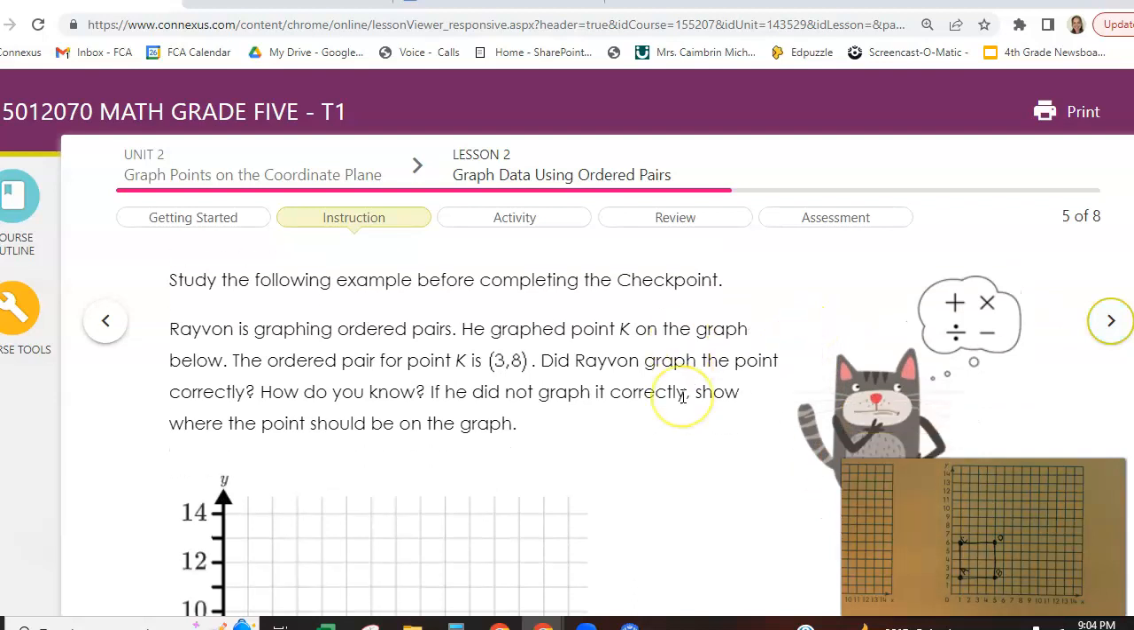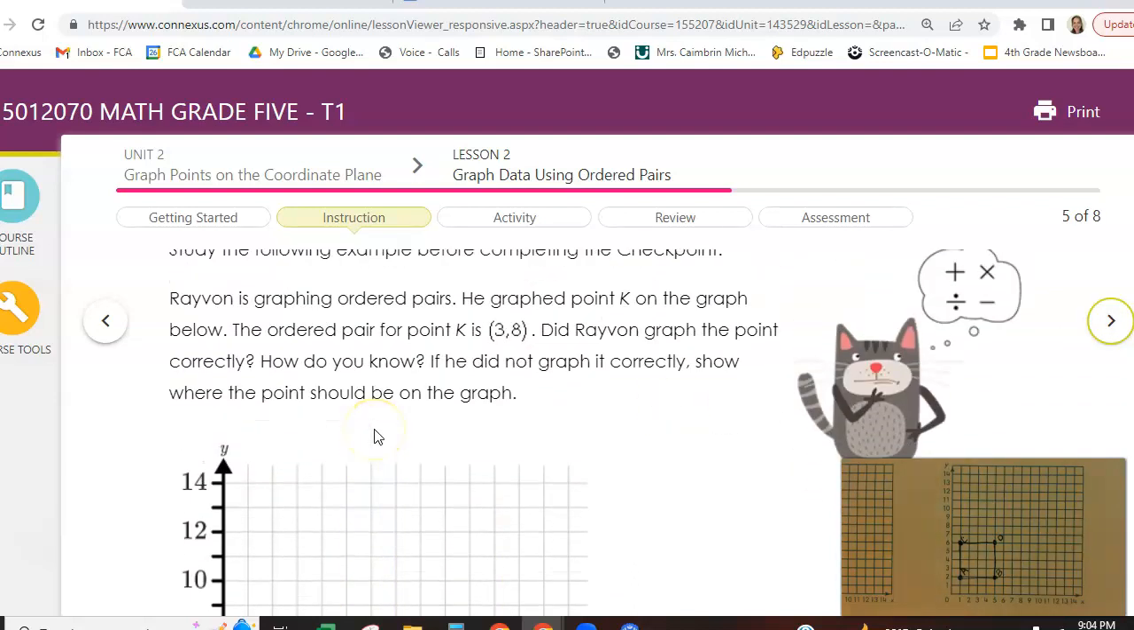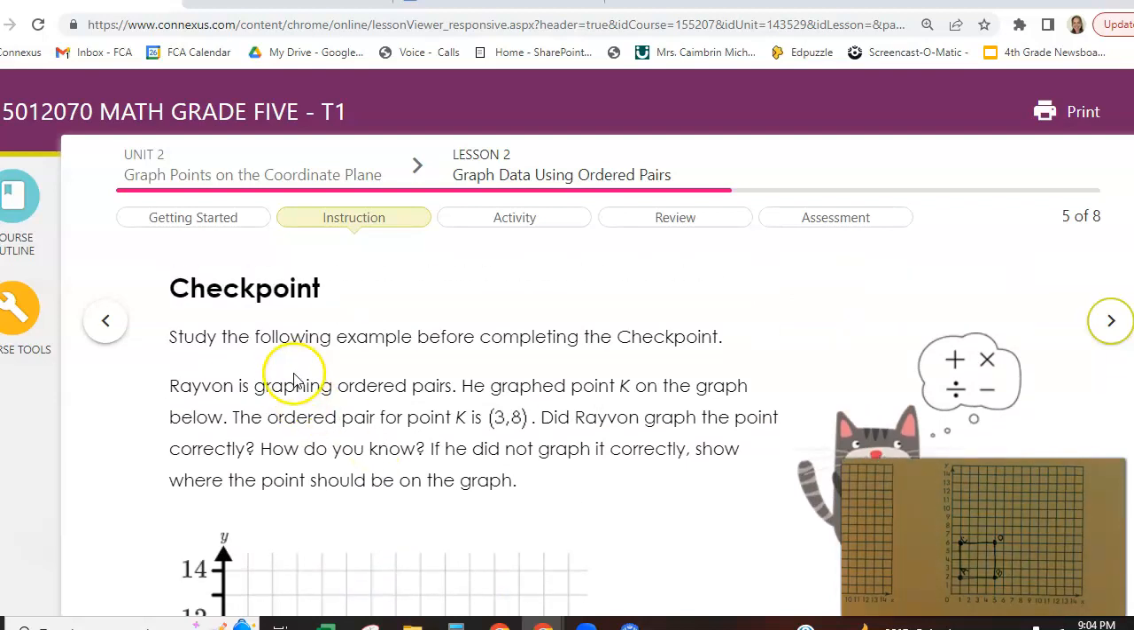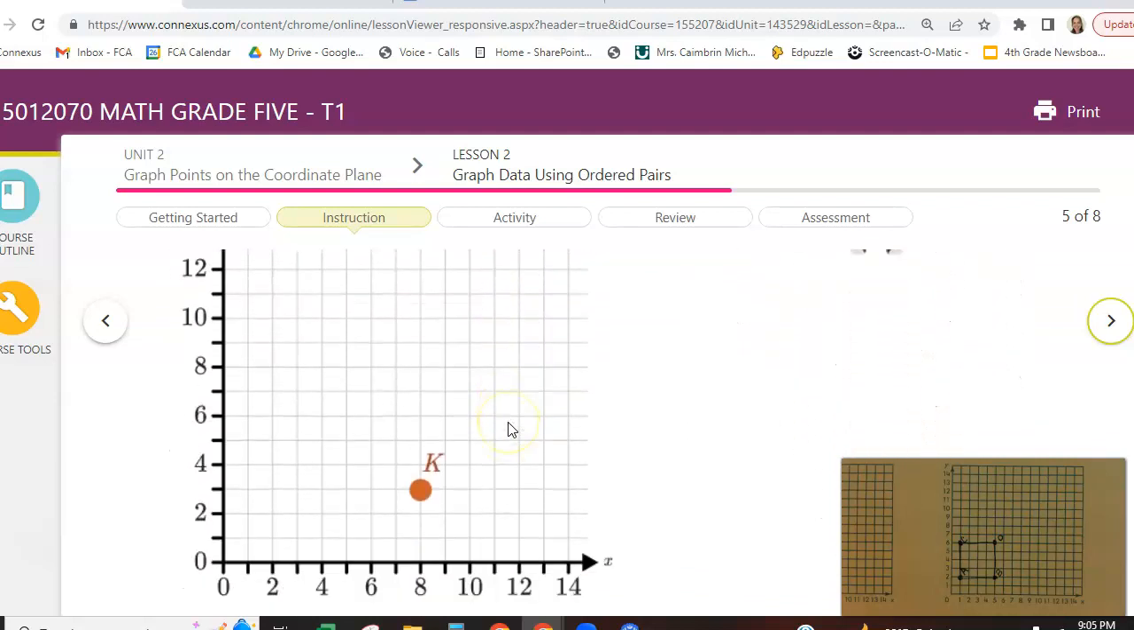So let's read it. We have another example here. This one looks like one we're going to look to solve. It says, study the following example before completing the checkpoint. Rayvon is graphing ordered pairs. He graphed point K on the graph below. The ordered pair for point K is 3, 8. Did Rayvon graph the point correctly? How do you know? If he did not, show where he should have. So 3, 8. So let's go and look at this.